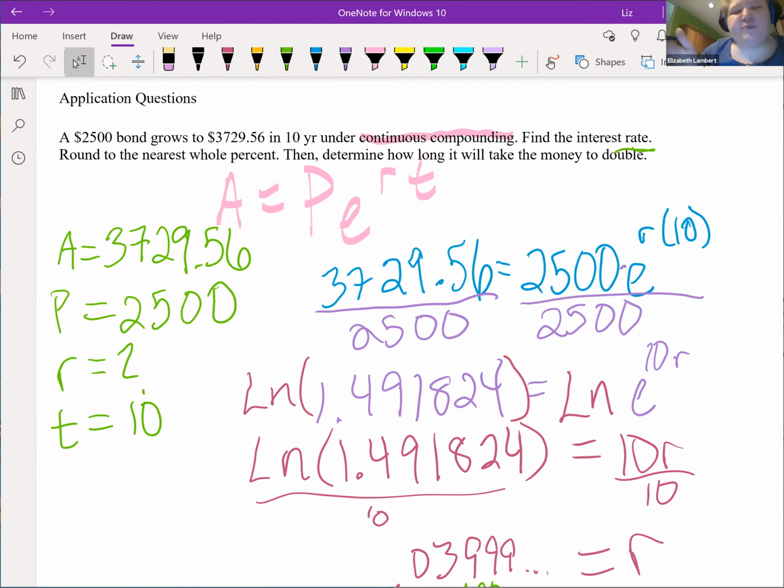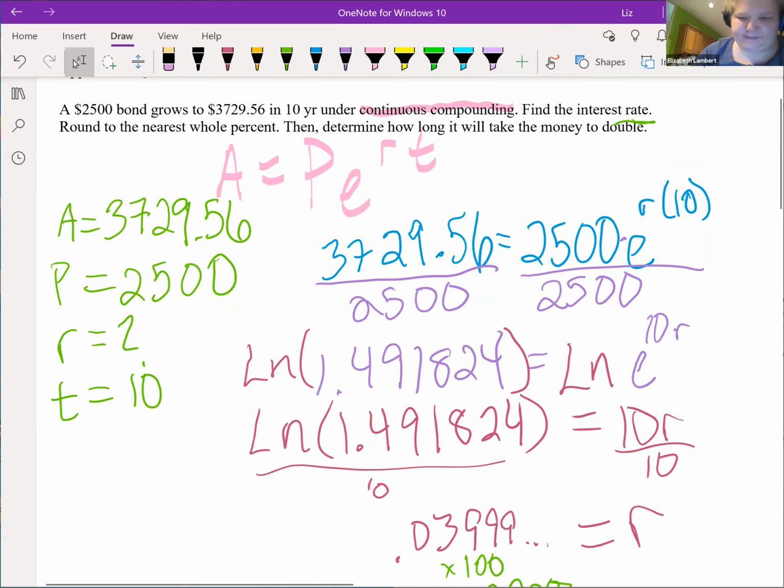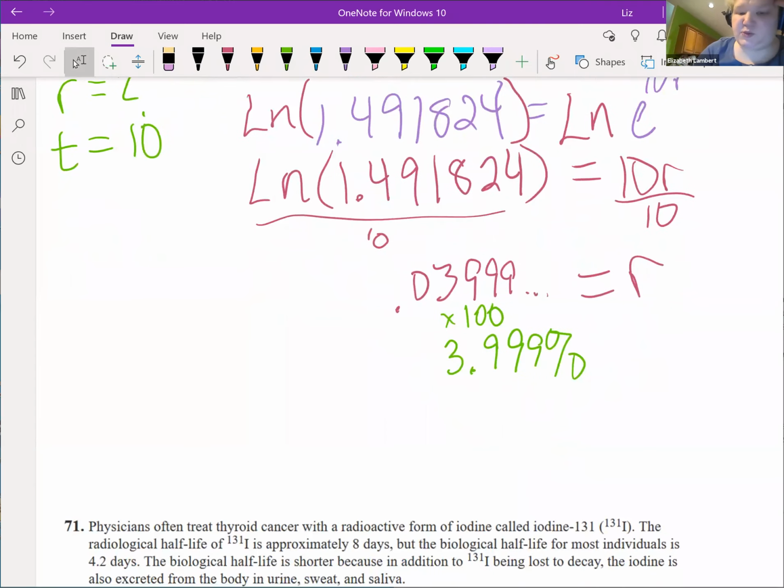Now, certainly there's a lot of arguments about degree of precision you could make here from a scientific perspective, but mathematicians don't pay attention to that. So this would round to 4%. So that is what we are going to use for our 4%.